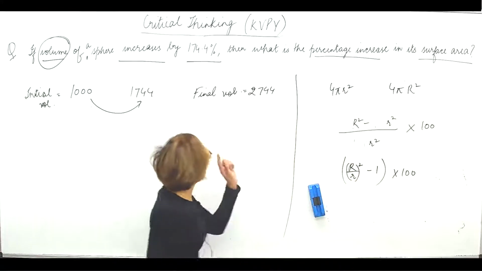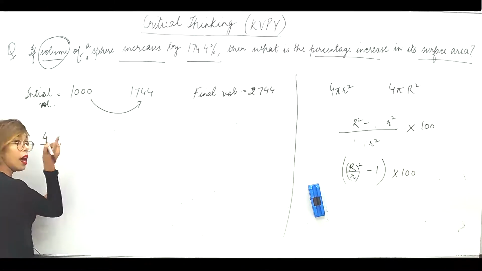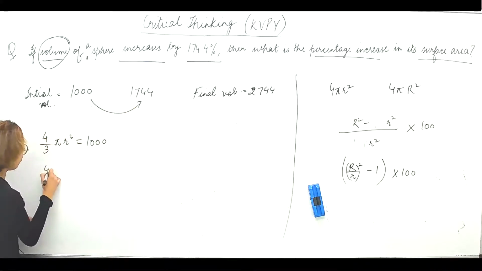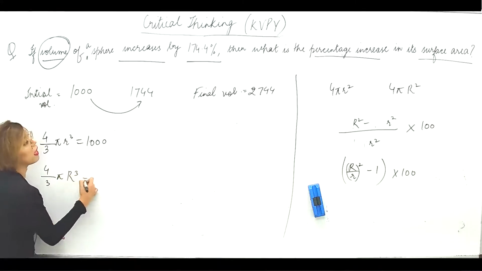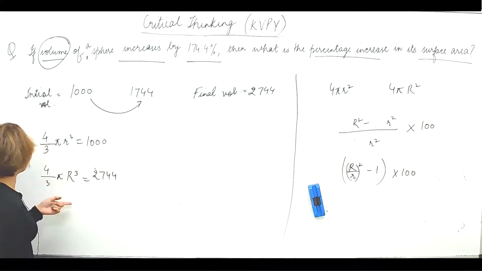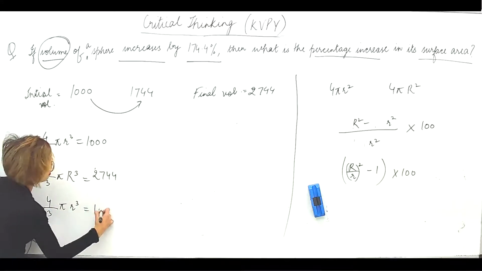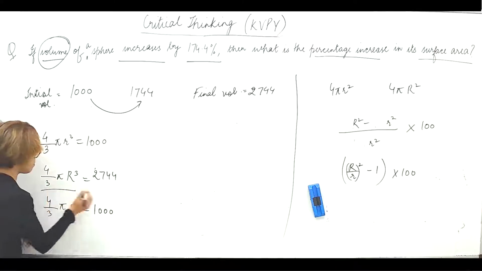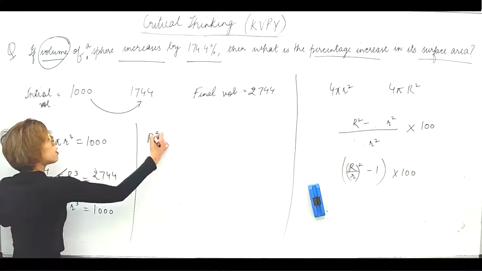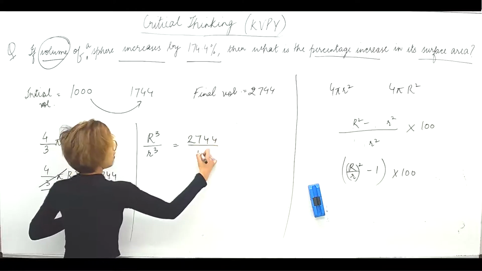Right? Now, my initial volume was 1000, right? So, initially, 4 by 3 pi r cube is equal to 1000. And final volume is 4 by 3 pi capital R cube. That is 2744. मुझे क्या चाहिए? इनकी रेशो. तो मुझे इसके नीचे लिखना चाहिए था. Okay, I'll write it. So 4 by 3 pi r cube is equal to 1000. I need the ratio, so divide. Now obviously this and this gets cancelled. I'll be left with capital R cube over small r cube is equal to 2744 by 1000.